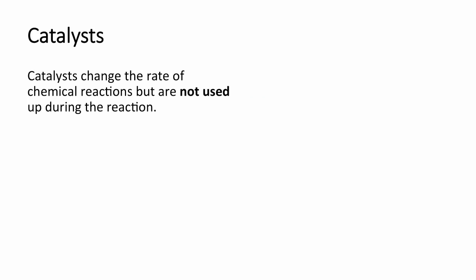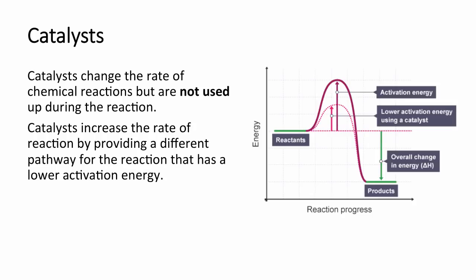Catalysts. Catalysts change the rate of a chemical reaction but are not used up during the reaction and therefore they're not called reactants. Catalysts increase the rate of reaction by providing an alternative pathway for the reaction, and as we can see from this enthalpy profile diagram, we can see the energy of the reactants. We can also see the amount of energy that we need to put in for the reaction to occur, called activation energy. Firstly, we can see the activation energy required in the uncatalyzed reaction, which is larger than the alternative path provided by the catalyst with a lower activation energy.